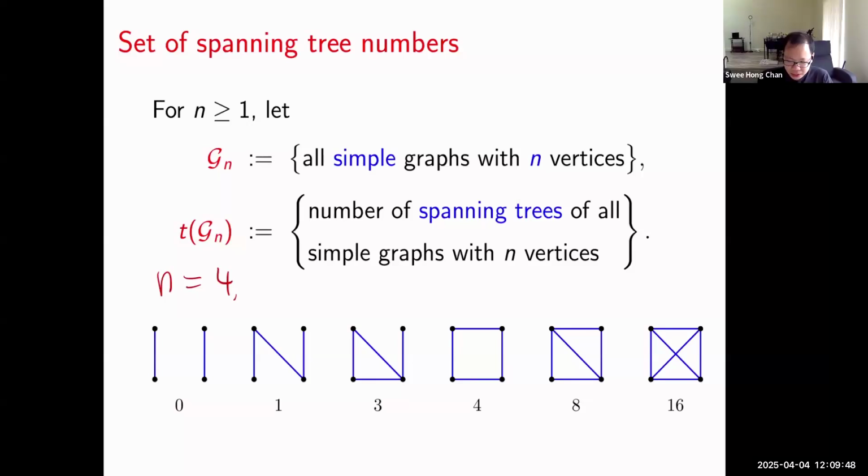And the last one has 8 spanning trees. This is because this is the graph where you exclude this one edge, and the probability for a random spanning tree to include that one edge is 1/2. That's by direct calculation. Therefore, you get that this number is equal to 8.